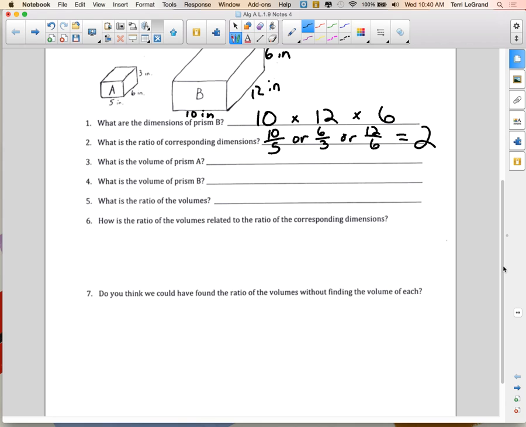Okay, so what is the volume of prism A? Does anybody know how to find the volume of a rectangular prism? Length times width times height. So we're going to do 5 times 6 times 3.